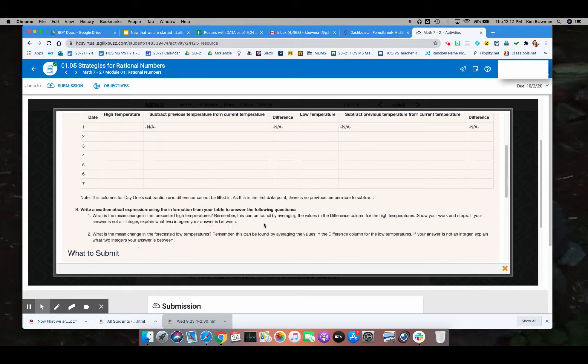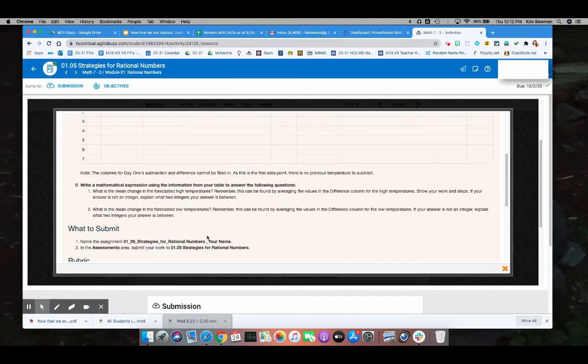So in other words, if you end up with -2.6, you would say the average change was a drop between 2 and 3 degrees. Okay. What is the mean change in the forecasted low? Same thing, except this time you're going to be doing the average of these numbers.